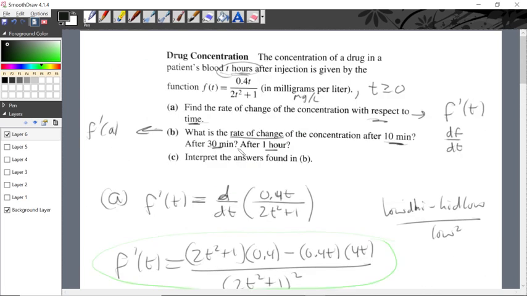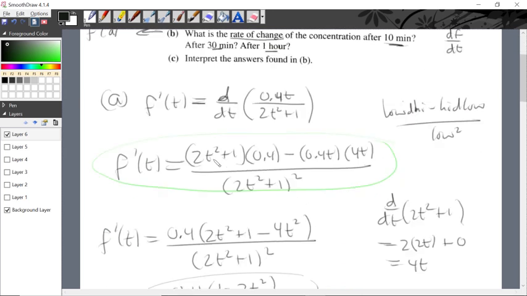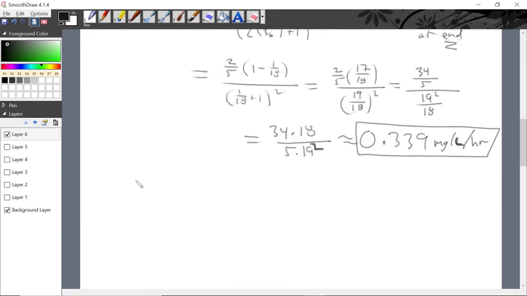So what you should try right now is determine the rate of change of the concentration after 30 minutes. That is, evaluate the derivative at an appropriate value of the input so that you can find the rate of change of the concentration after 30 minutes. You try that out right now.